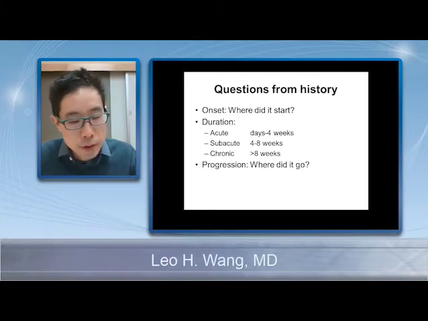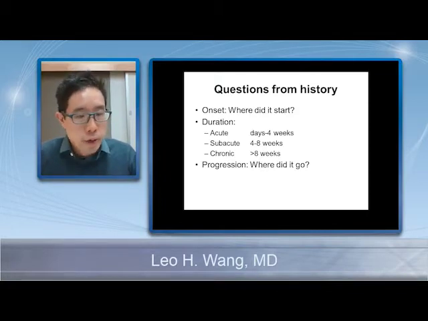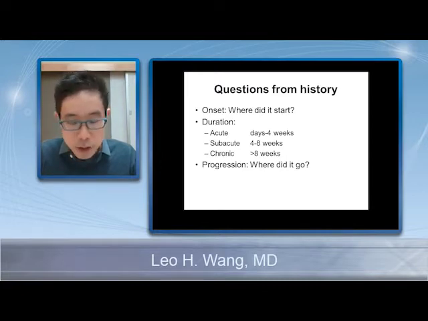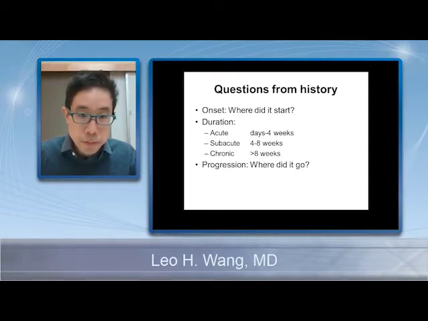Questions from history that you should try to elicit include onset, where did it start in terms of the symptoms, and duration, whether it's acute, subacute, or chronic, whether it's from days to 4 weeks, or 4 weeks to 8 weeks, or greater than 8 weeks. That's how we classify in our minds the duration of the disease. And progression: where did it go from? Where did symptoms change to? What did it transform into?